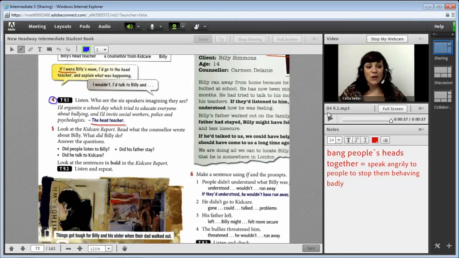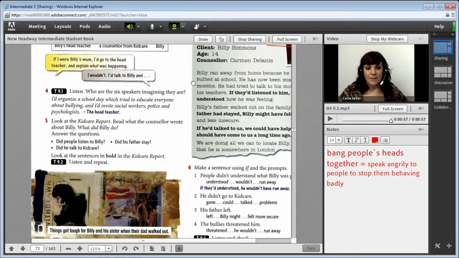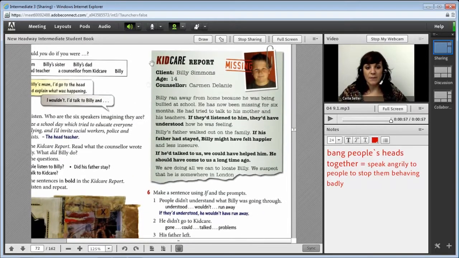Now let's move on to exercise number 5. Look at the Kid Care report. Read what the counselor wrote about Billy. What did Billy do? And there are a few questions you'll need to answer after you've read the text. You can find the Kid Care report here. So Billy Simmons, age 14, counselor Carmen Delaney. That's the report that you need to read on your own first.